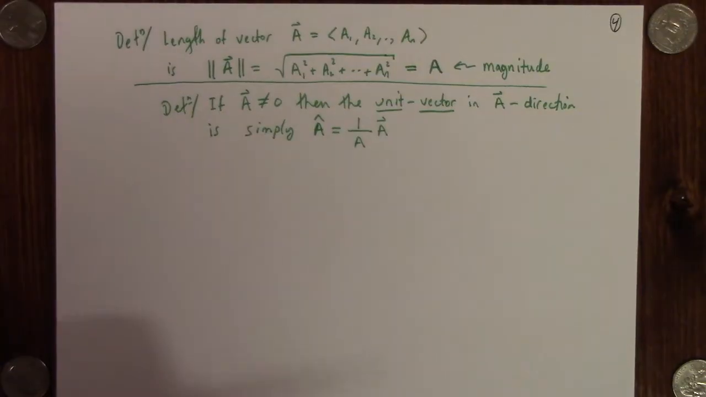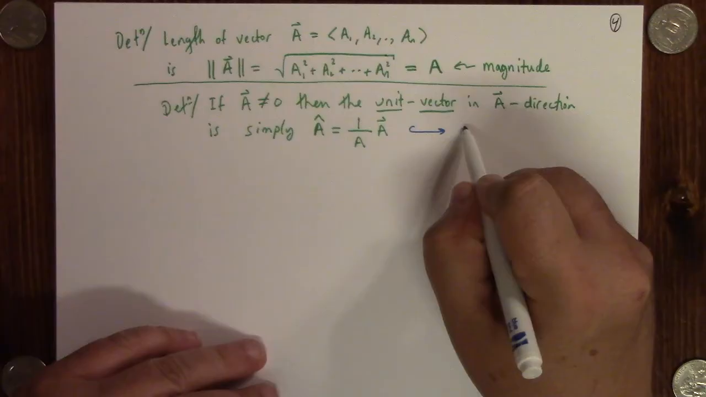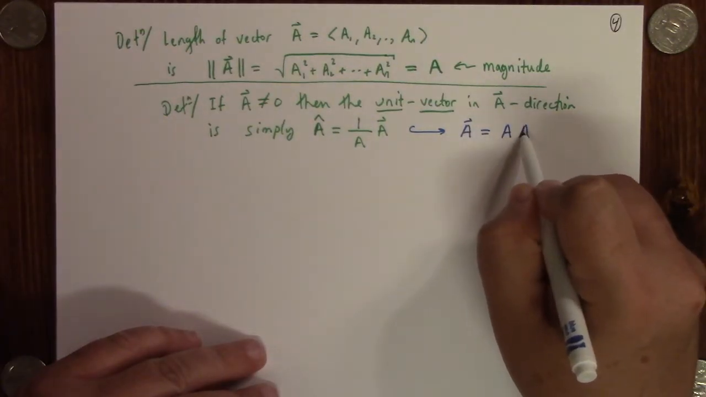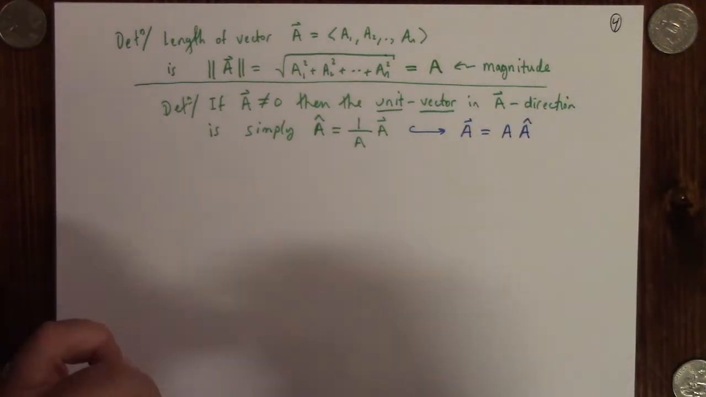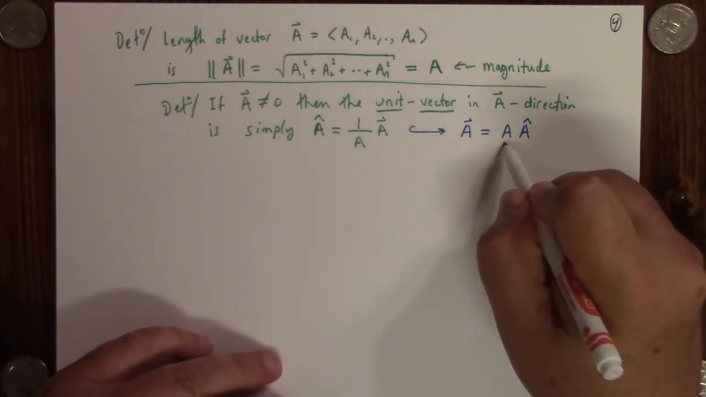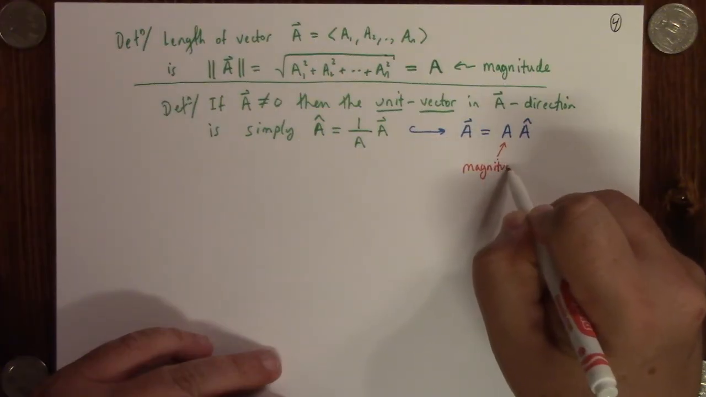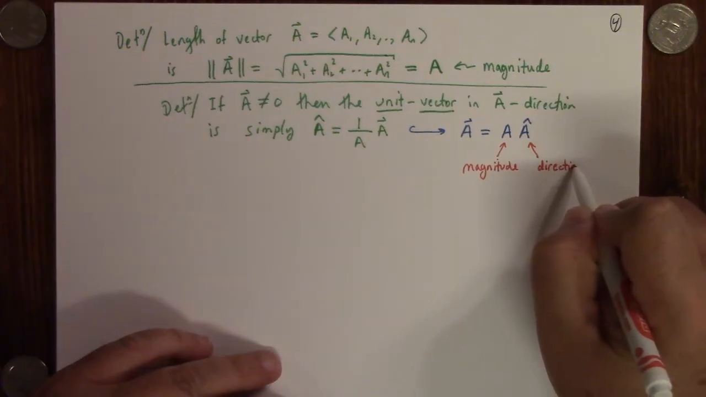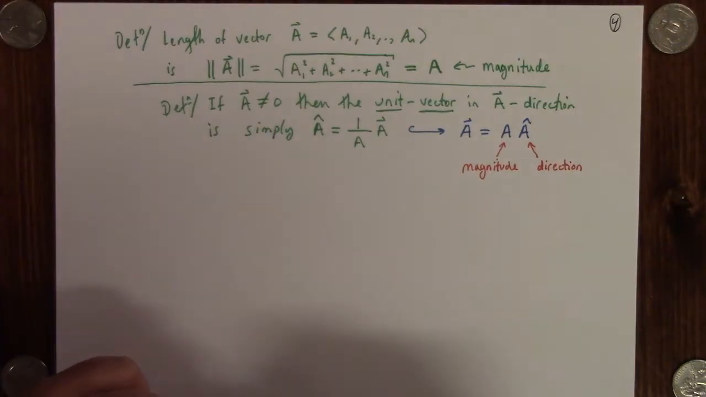So what does that mean? Well, that immediately means that you could also say that the vector A is equal to the magnitude times the unit vector A hat. What that means is that any vector can be written as the product of its magnitude and its direction. The direction is generally a vector of unit length, which points in the direction of the vector. So that's a very important principle.